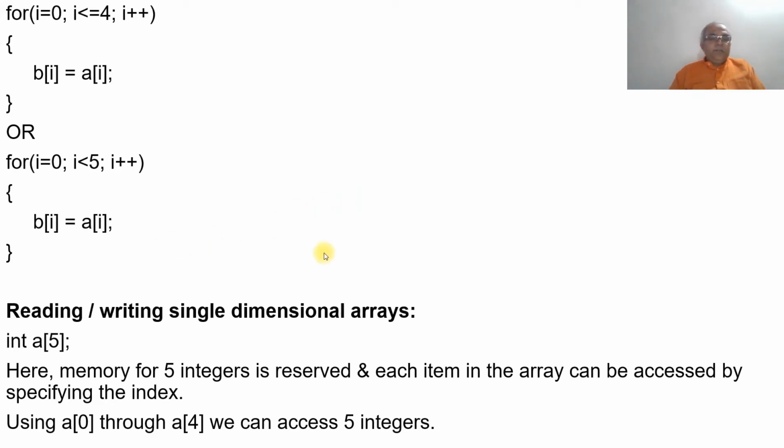Now, in this video, we are going to discuss reading and writing single-dimensional arrays. Say, for example, if you are considering int A[5], memory for 5 integers is reserved, and each item in the array can be accessed by specifying the index. Using A[0] through A[4], we can access 5 integers.